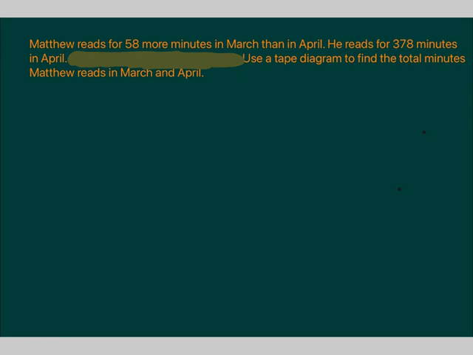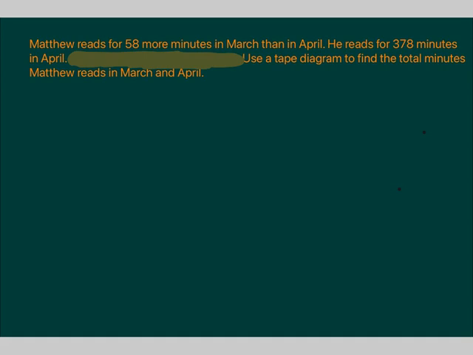The question here is, Matthew reads for 58 more minutes in March than in April. He reads for 378 minutes in April. Use a tape diagram to find the total minutes Matthew reads in March and April. So in this question, we have to draw a tape diagram, a number sentence, and finally a statement.